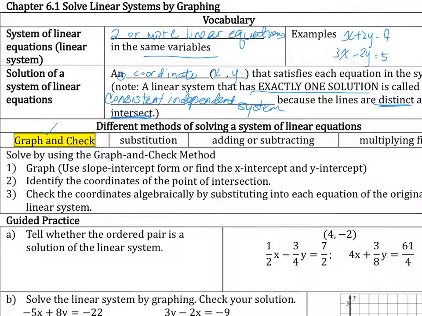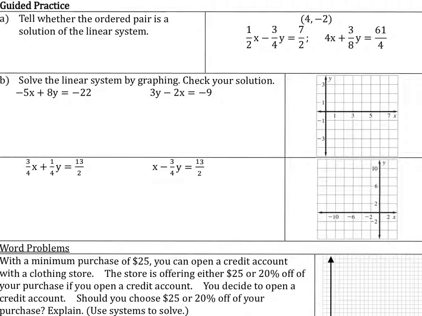For the graph and check method, you first graph both equations. You can either use the slope-intercept form or find the x-intercept and the y-intercept. And then you need to identify the coordinates of the point of intersection, and then check the coordinates algebraically by substituting into each equation of the original linear system. Part A, guided practice. Tell whether the ordered pair is a solution of the linear system. So I need to take this ordered pair and substitute it into each of these linear equations.